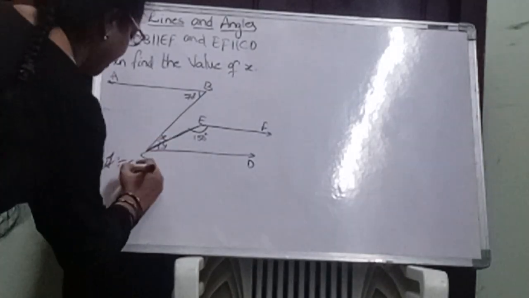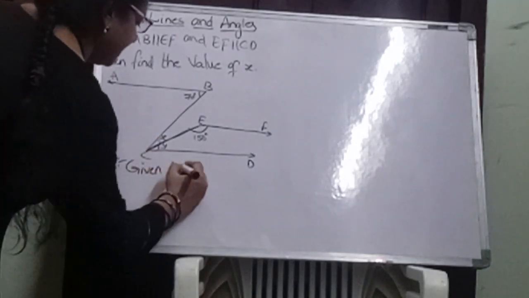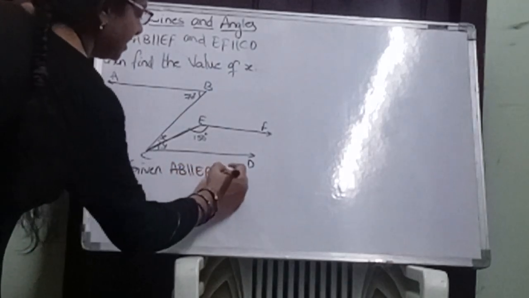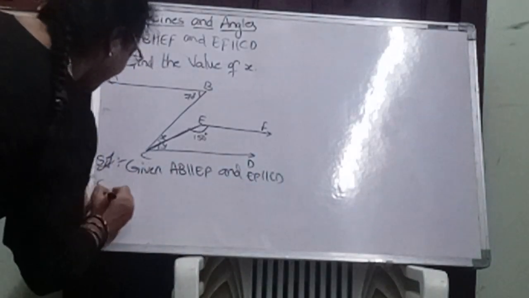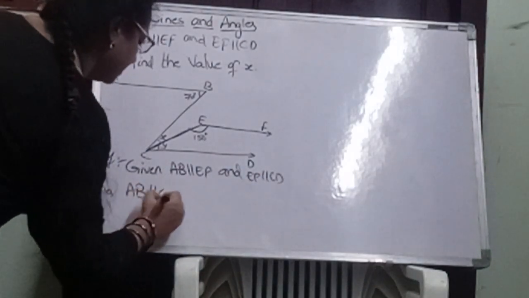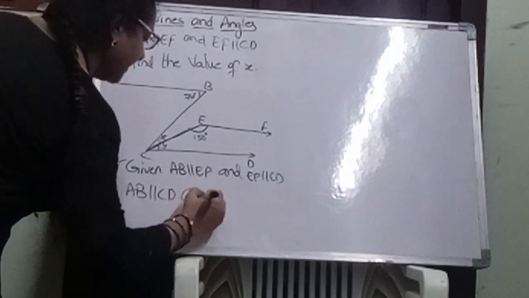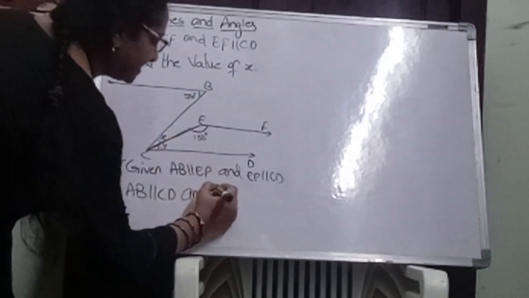Here, what is given? AB is parallel to EF and EF is parallel to CD. So what can we say? AB is parallel to CD and BC becomes the transversal. BC is the transversal. So by this, what can we say? Angle ABC is equal to angle BCD because they are alternate interior angles.